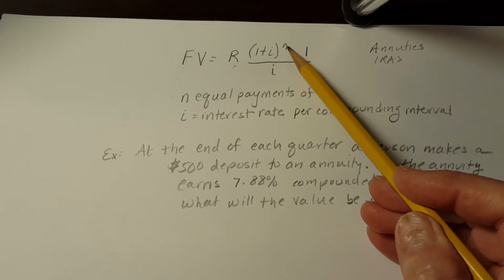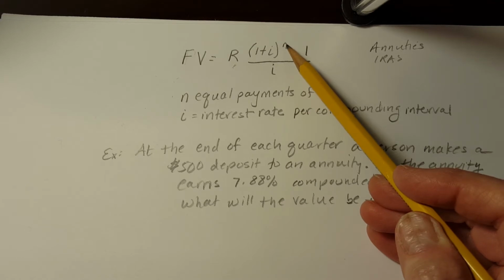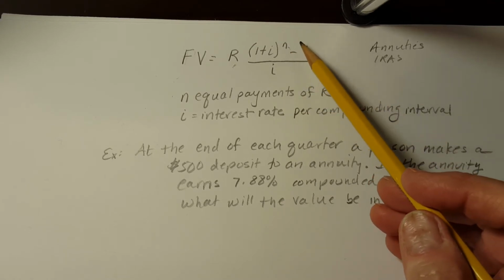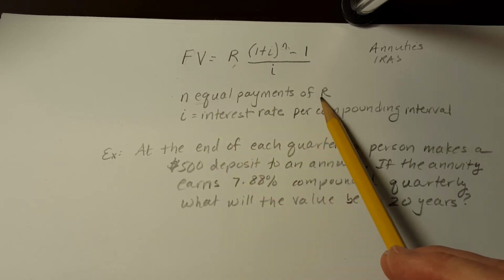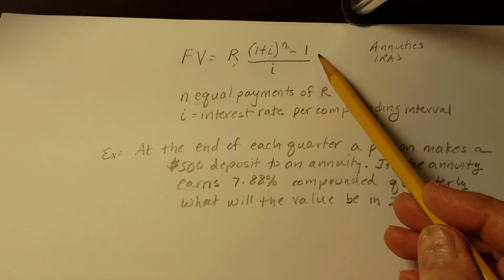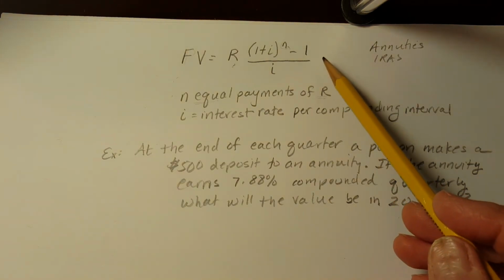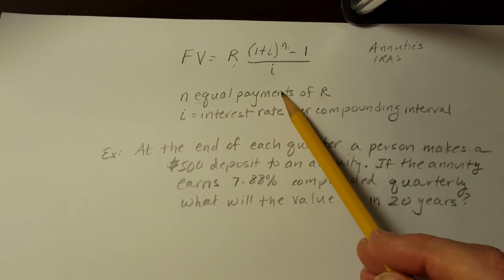So say you saved it for 2 years and you deposited every month, N would be 24, 2 times 12 months per year. So N is how many payments, and R is the amount of each payment that you're depositing in. And the formula for loans looks very similar to this, so that's why we talk about payments, but we're paying it in on this one.